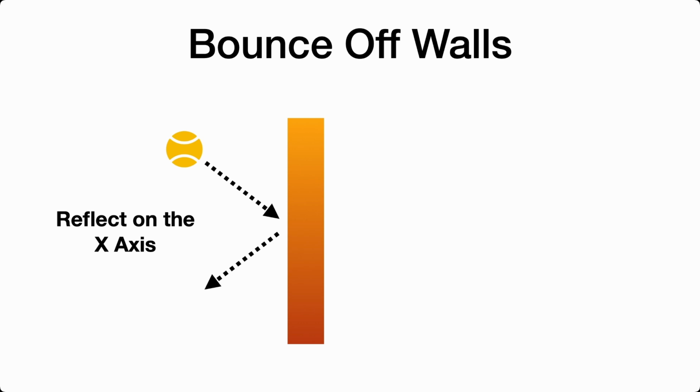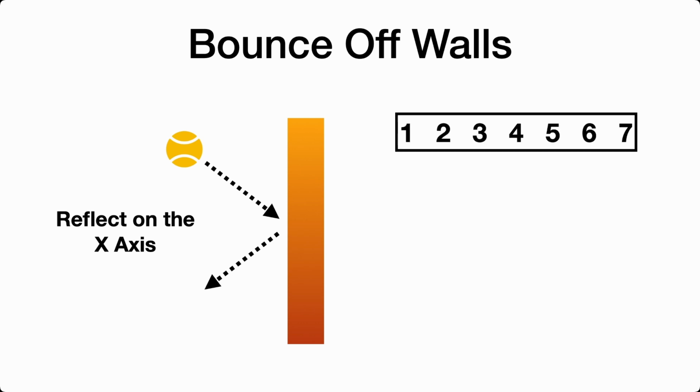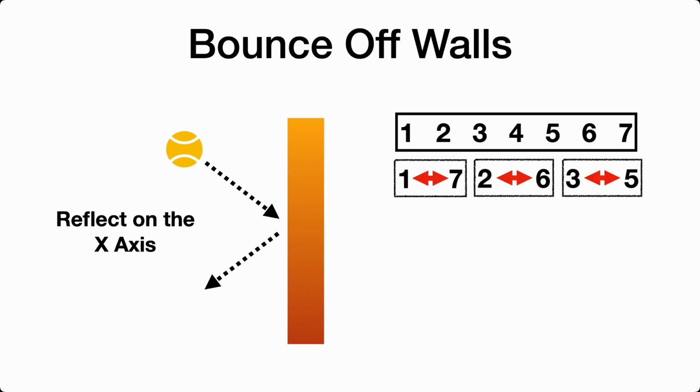Remember those velocity numbers, 1 to 7: 4 is static in the middle, 1 is fast to the left or down, 7 is fast to the right or up. We just need to swap those numbers around: 1 to 7, 2 to 6 and 3 to 5. So how are we going to do that on the Z80?